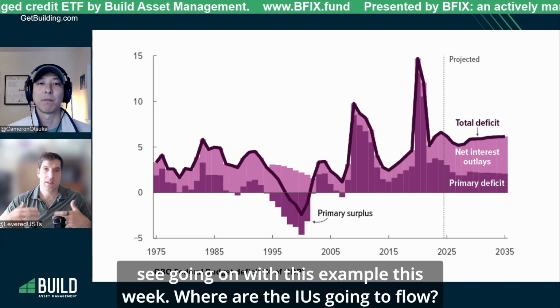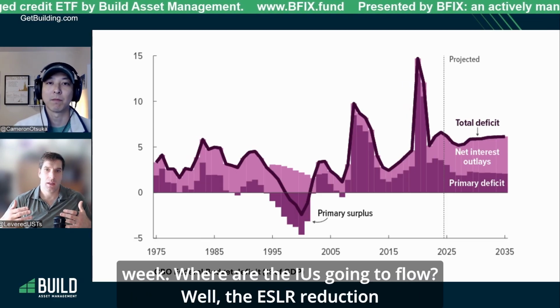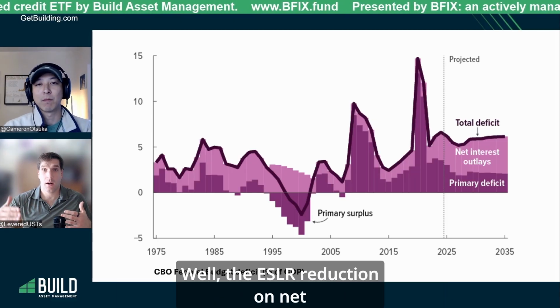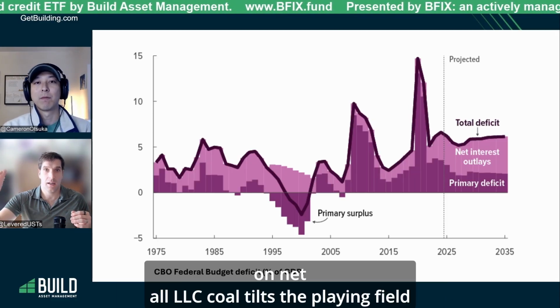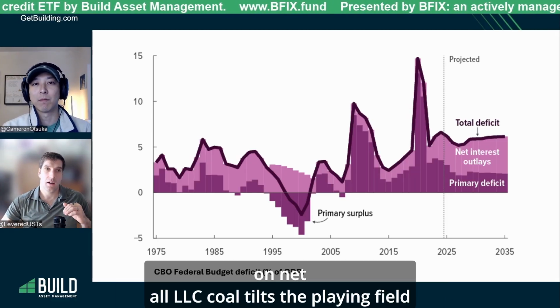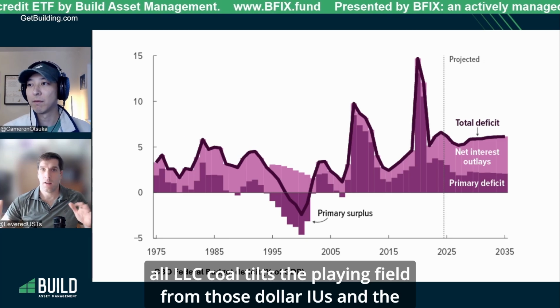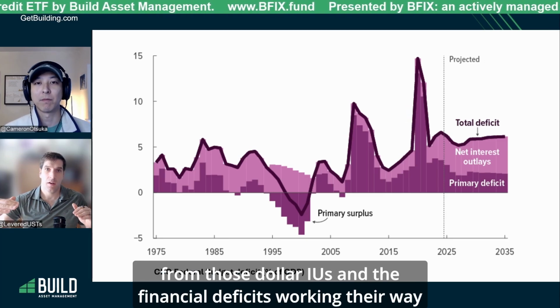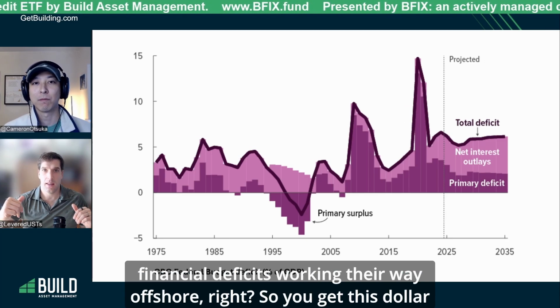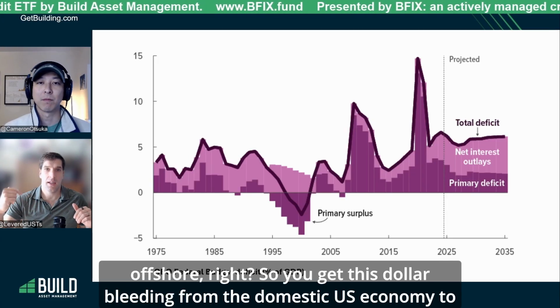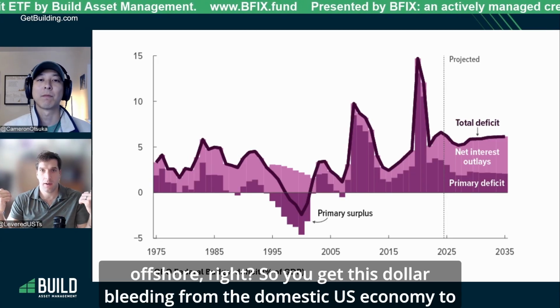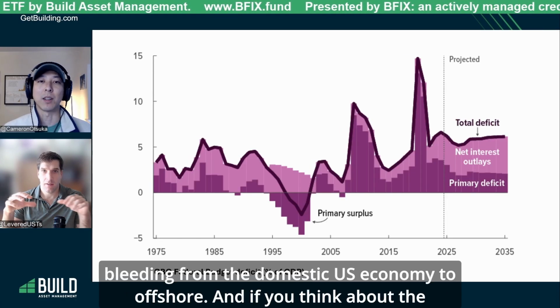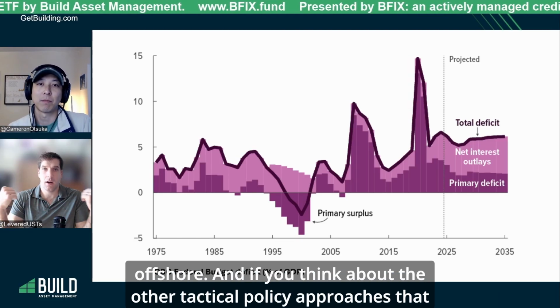So that's what you see going on with this example this week. Where are the IOUs going to flow? Well, the ESLR reduction, on net, all else equal, tilts the playing field away from those dollar IOUs and the financial deficits working their way offshore, right? So you get this dollar bleeding from the domestic US economy to offshore.